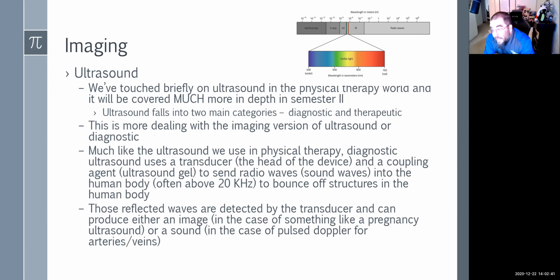Those reflected waves are detected by the transducer and can produce either an image in the case of something like a pregnancy ultrasound, or a sound in the case of a pulse Doppler for arteries and veins. And we'll show you that next semester with anatomy. We have a pulse Doppler in the actual anatomy lab.